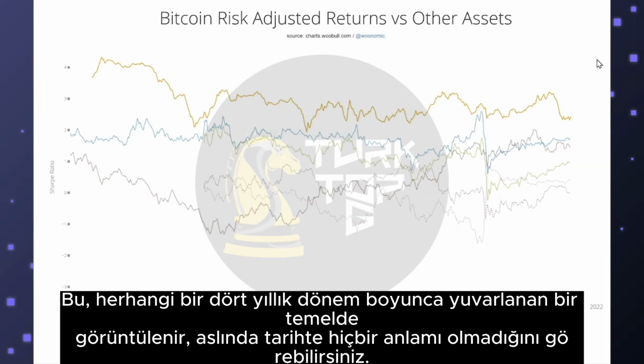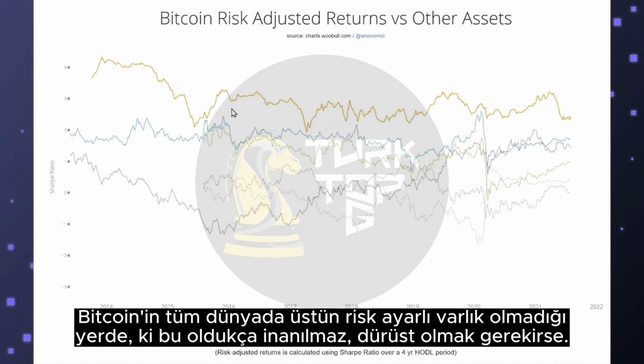This displayed on a rolling basis over any 4-year period, you can see that there was actually no point in history where Bitcoin wasn't the superior risk-adjusted asset in the entire world, which is quite incredible, honestly.